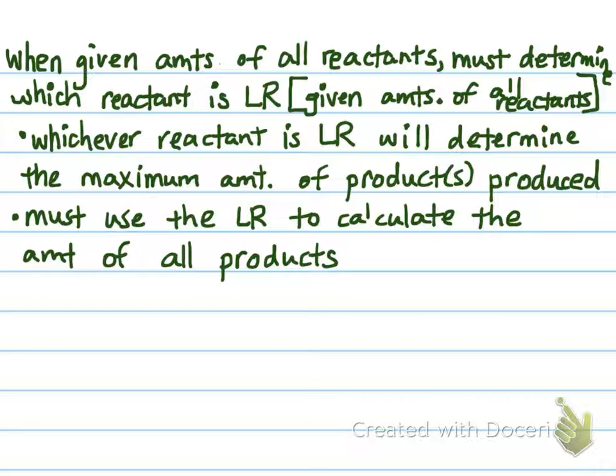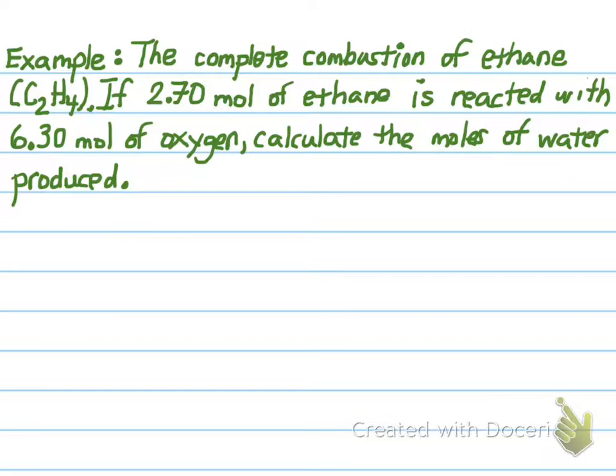So the best way to see how this works is to look at a problem, and you should have a problem already written on your outline. Your problem is: example, the complete combustion of ethane. If 2.70 moles of ethane is reacted with 6.30 moles of oxygen, calculate the moles of water produced. Notice this problem doesn't say anything about it being a limiting reagent problem.